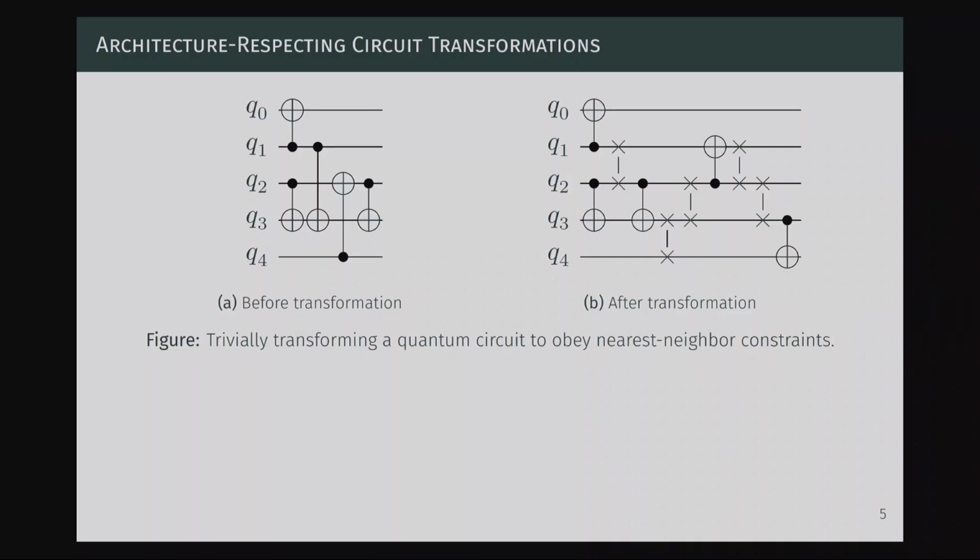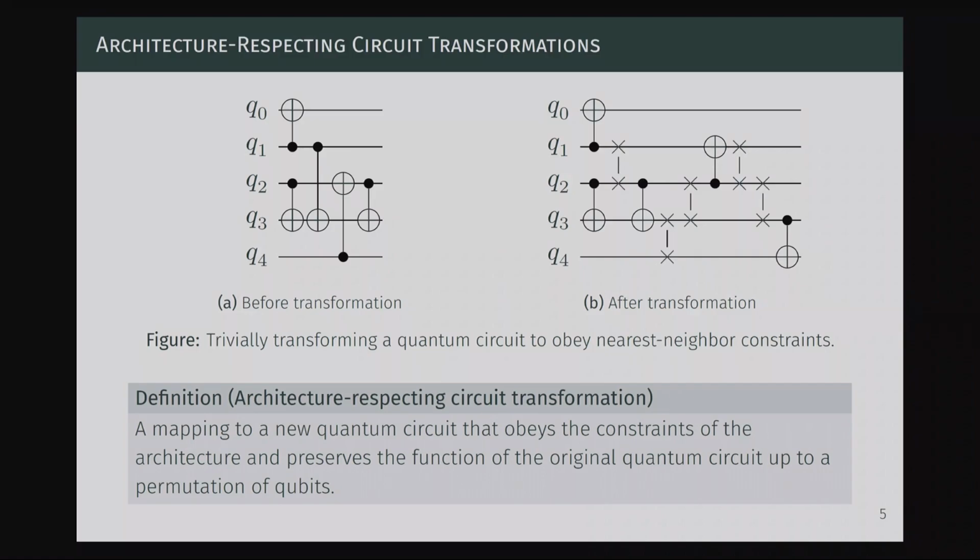Well, let's say we are given the circuit on the left before the transformation. We can just insert swaps in some trivial manner, and then it would satisfy the constraints that are imposed here. So here the constraints are nearest neighbor on a path. And you can see that the circuit after the transformation is much larger than the original one, as maybe you would expect with such a trivial approach. But let's call this an architecture respecting circuit transformation. Basically, that is a mapping to a new quantum circuit that obeys the constraints and also preserves the original function up to some permutation of the qubits.